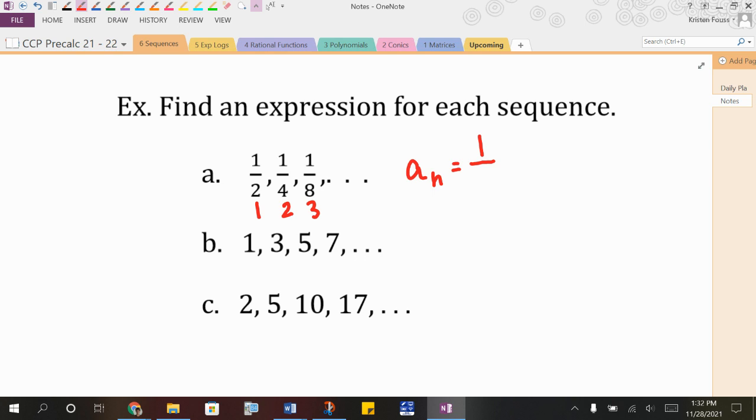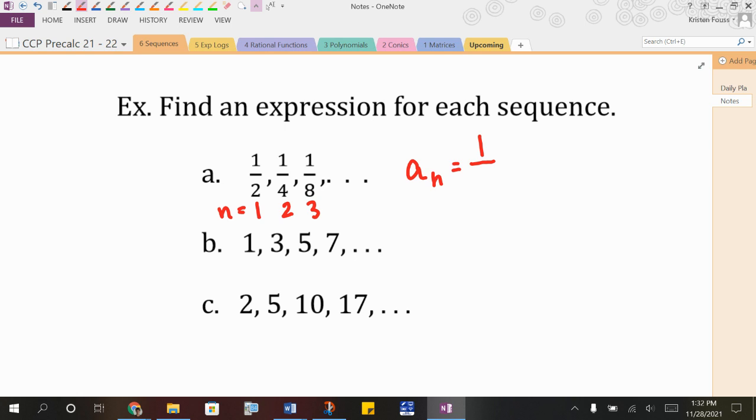But how does that relate to the actual term number? It's not like I'm taking the term number times 2. 1 times 2, well, that works. 2 times 2, that works. But 3 times 2 is a 6, not an 8. So we have to think about how we can use these values of n to get the numbers 2, 4, and 8. Now, because we are multiplying by 2, we can think about it as powers of 2.